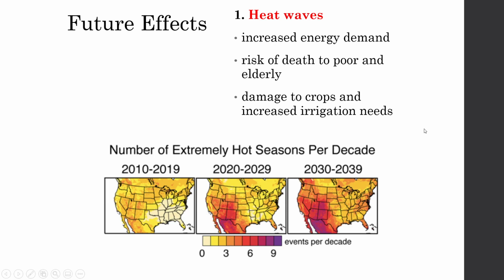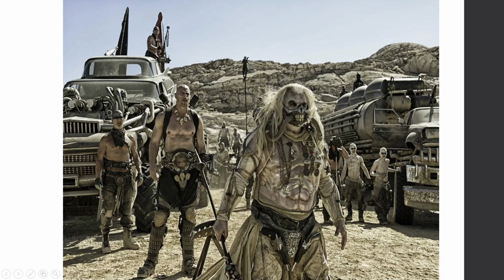Some of the future effects of global climate change, of course, heat waves. We're going to see an increased energy demand. There's going to be a higher risk of death to poor and elderly, and there's going to be damage to crops, which is also going to cause increased irrigation needs and less food for people. Number of extremely hot seasons per decade. You can see here from 2010 to 2019, you see orange and yellow. By 2030 to 2039, we're looking at many, many, many more events per decade. Purple and red. Not good. It's not going to be good. We're looking at some Mad Max action going on.